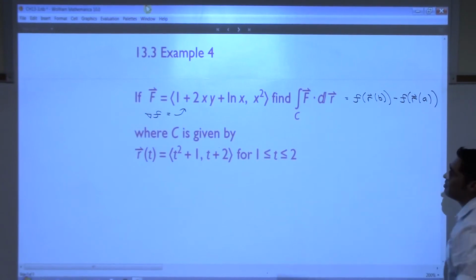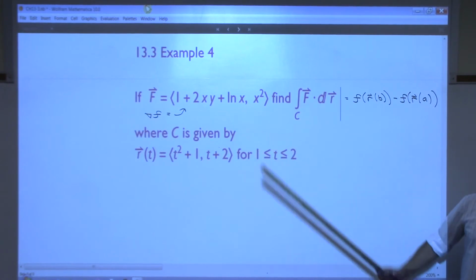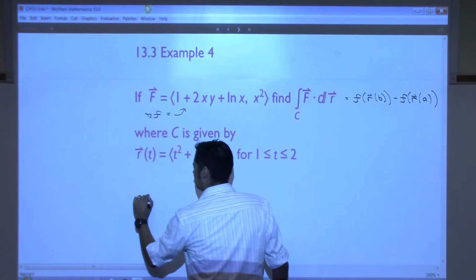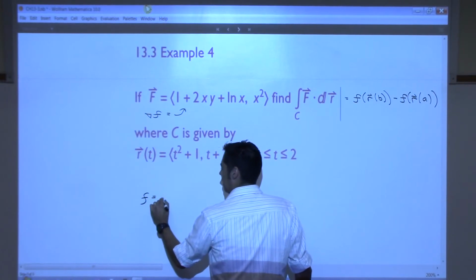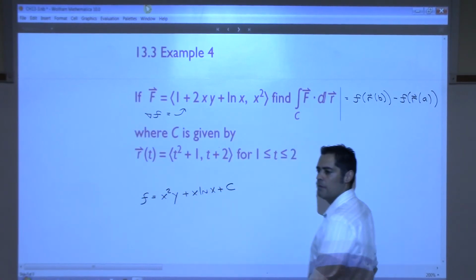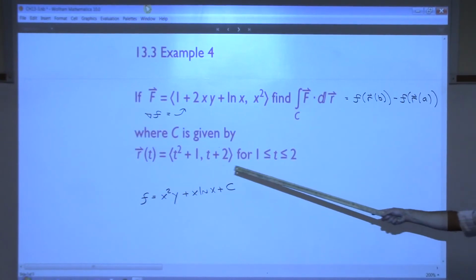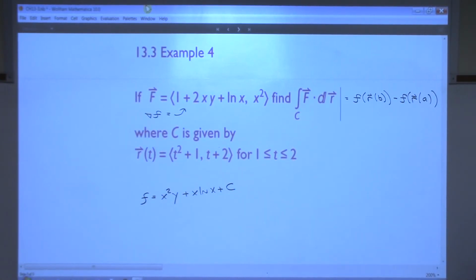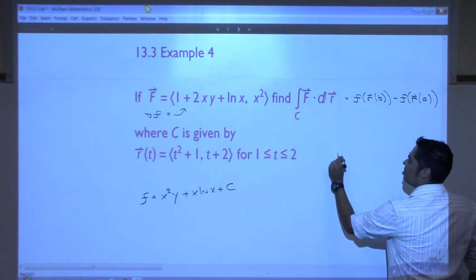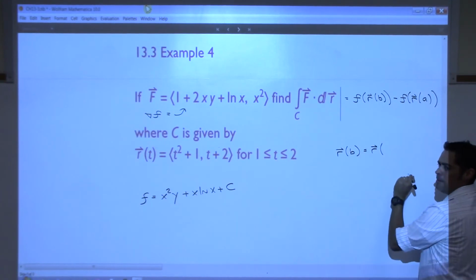In the previous example, we showed that this was conservative, right? And we found little f. And it turned out to be, you tell me, I forgot, x squared y plus x ln x plus c, right? That's what it was. So that's from the previous example. So all I need to do is take that function and evaluate it at the two endpoints of this curve. So I'm going to need to know what is r of b, which is the same as saying what's r of what?